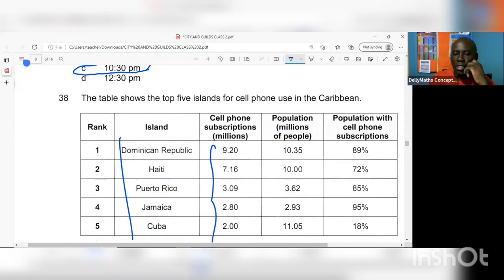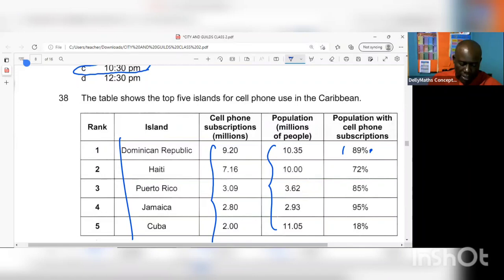Okay, we're seeing that. The population, very important, and then the population with cell phone subscription. So they're telling what's the population with. Okay, good. All right, no problem. So we're gonna use this to work out these. And we want to find some percentage of the thing.